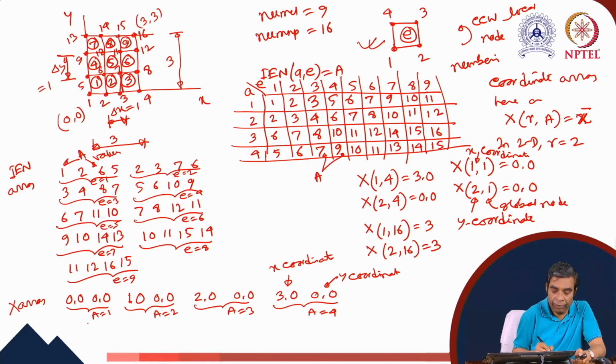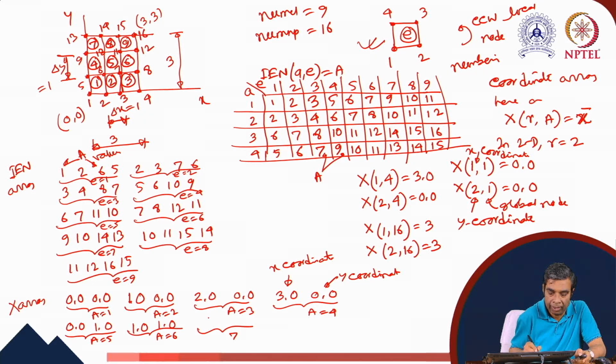Now we go for the fifth node. For the fifth node, our delta x is 0, but our delta y is 1.0. So this is for a equals to 5. If we go for a equals to 6 next, then delta x is 1.0, and delta y is also 1.0. Then if we go for the 7th, then our delta x is 2.0 and delta y is 1.0.